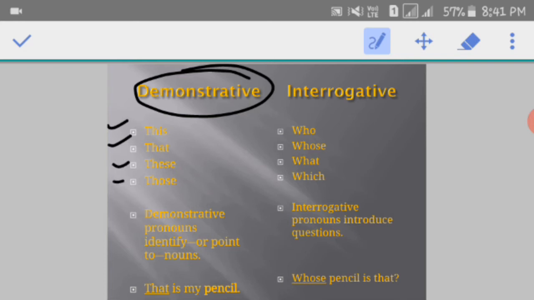The next type of pronoun is the demonstrative pronoun. Pronouns like this, that, these and those are called demonstrative pronouns. And what does a demonstrative pronoun do?